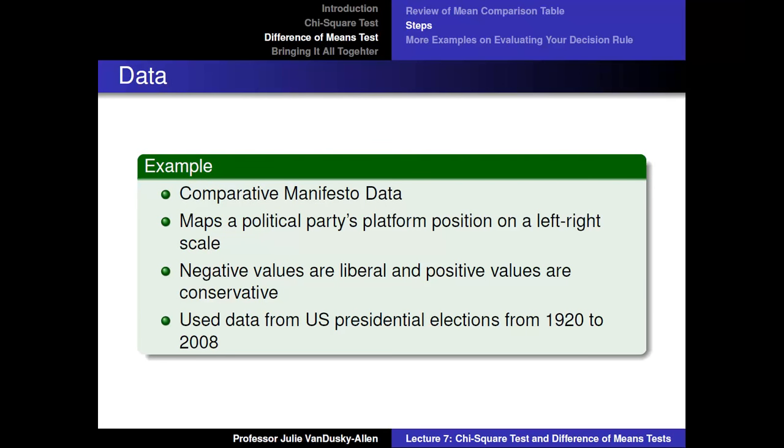To analyze the relationship between party and ideology, you collect data on each party's ideology using information from their party platforms, which indicate their position on different issues. Negative values indicate a party is more liberal, and positive values indicate a party is more conservative. You could use a difference of means test to determine whether Republicans and Democrats have different ideological scores based on this data.